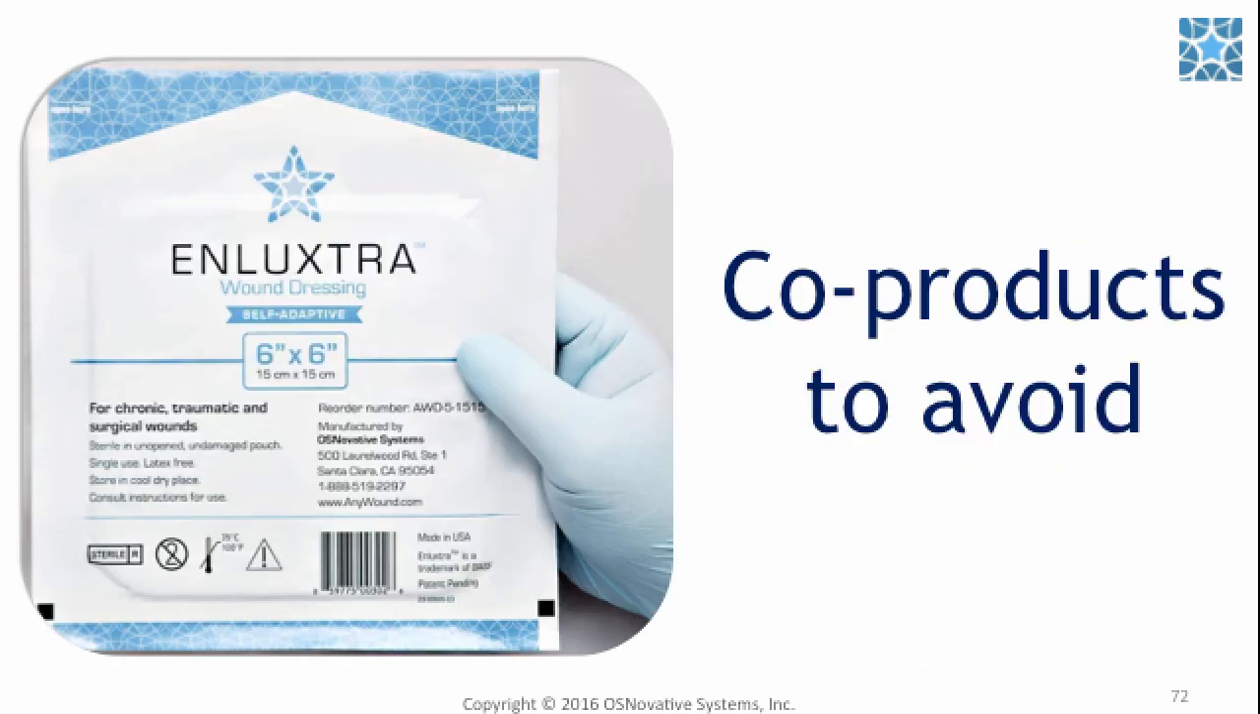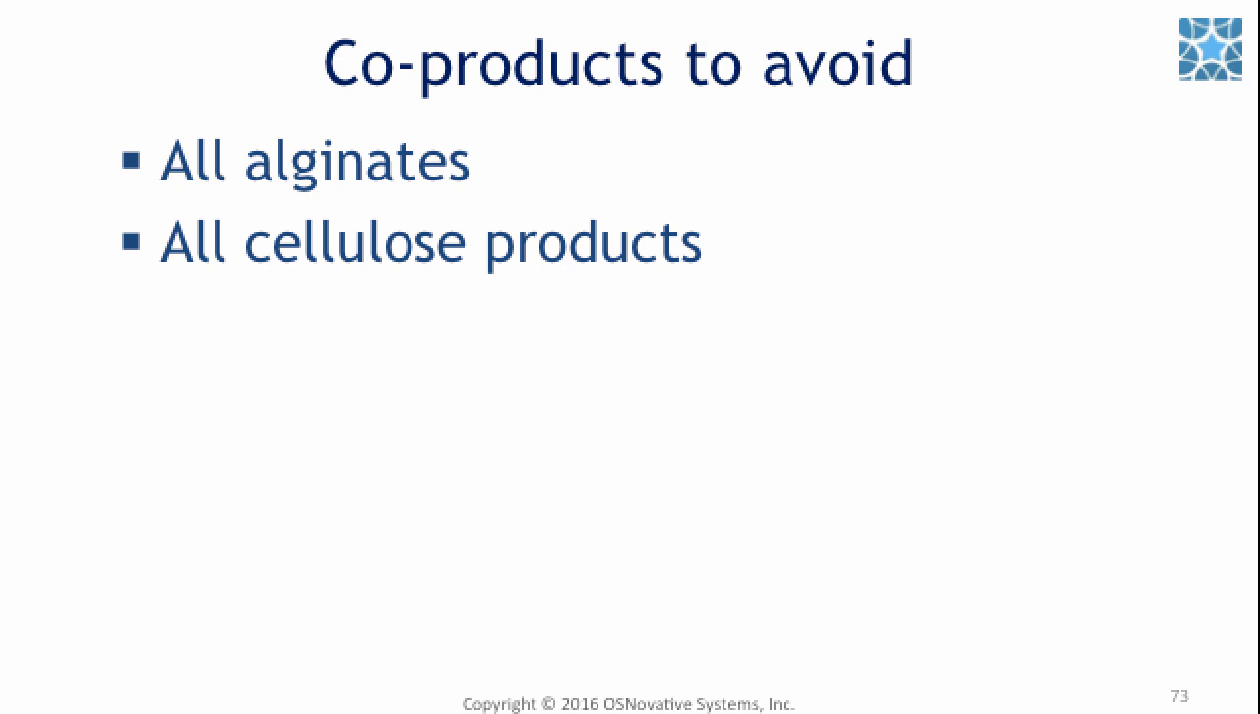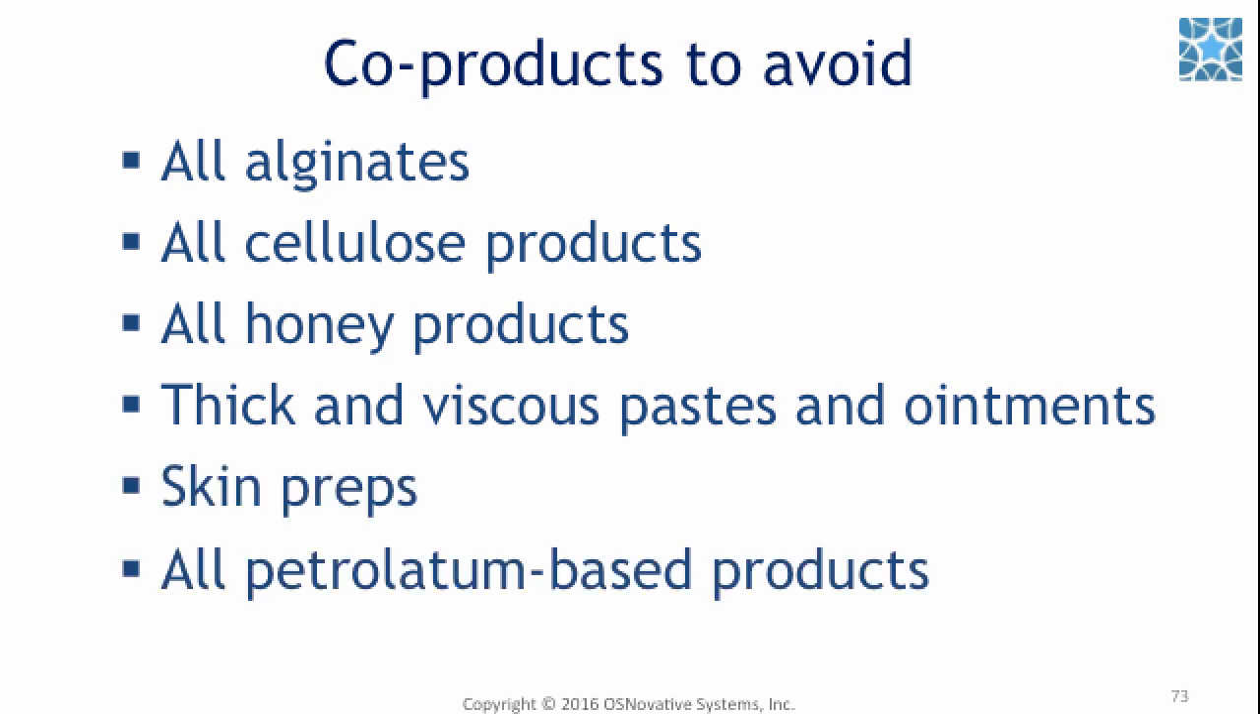It is important to note that some products are best avoided when using Enluxtra, such as all alginates, all cellulose products, all honey products, thick and viscous pastes and ointments, skin preps, all petrolatum-based products, and moisture barriers.